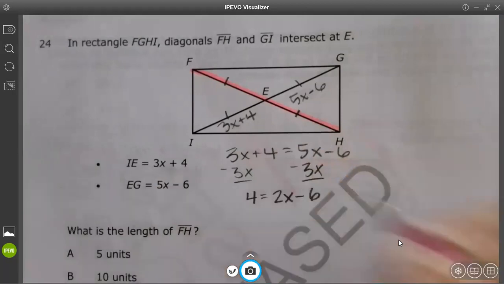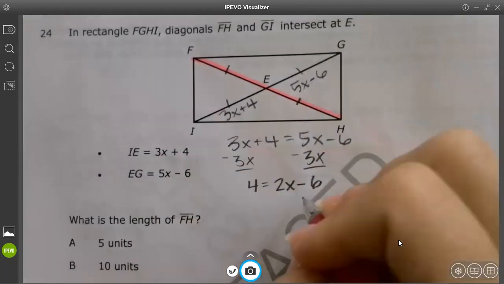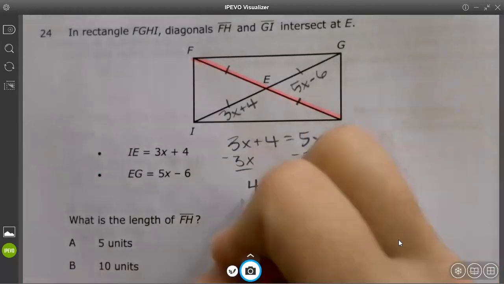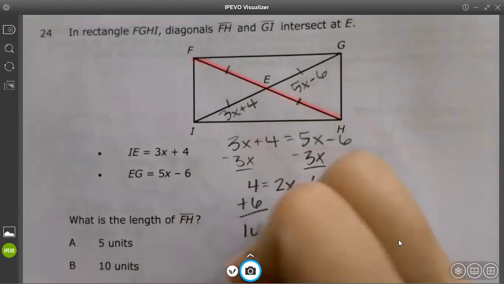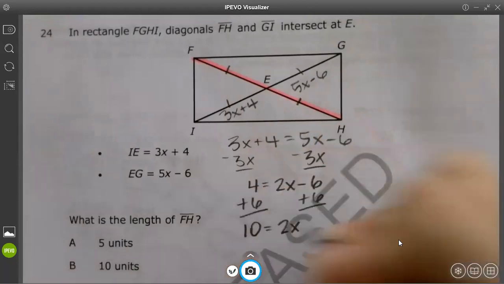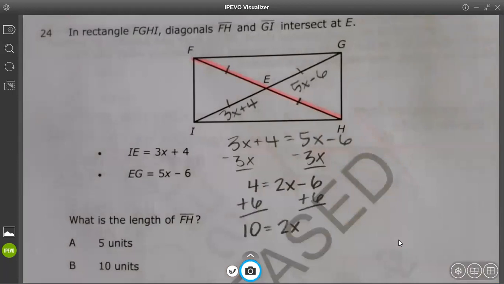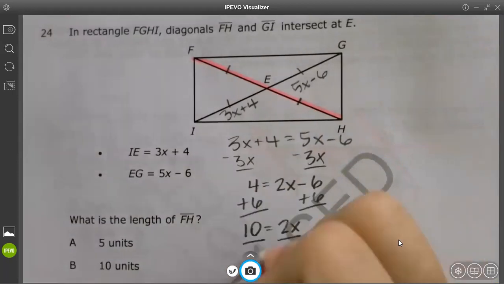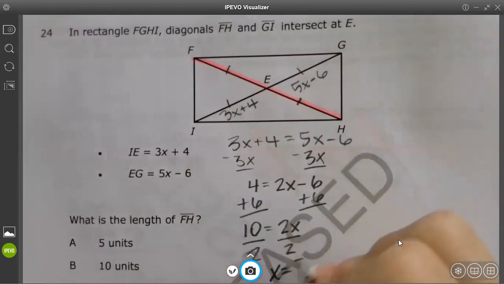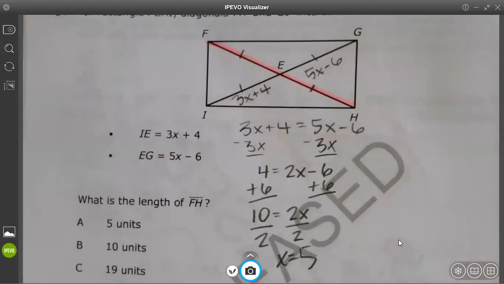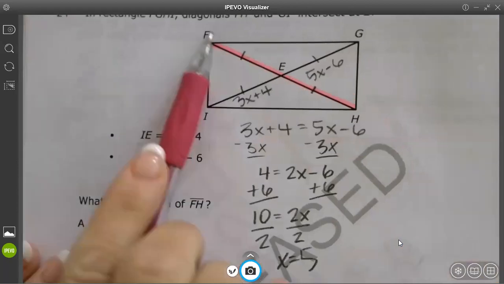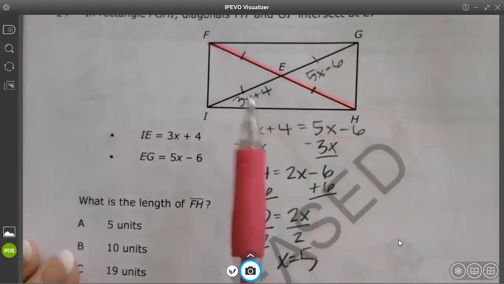We get 4 equals 2x minus 6. We're going to add 6. We get 10 equals 2x. And x equals 5. Please don't put 5. Are you doing the problem correctly if you put 5? Yes, you are, but it's not the right answer. What do they want to know? The length of F to H. So all we need to know is one of these lengths.